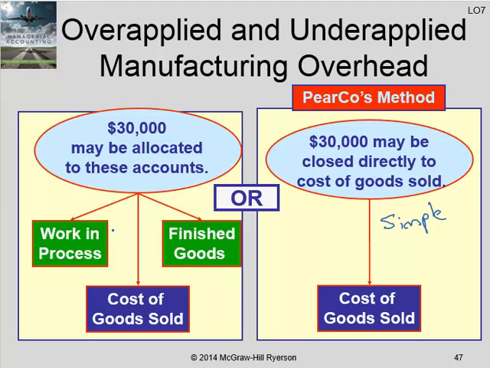It will always end up being in one or more of these three accounts, and 90% of the time it will be in all three, right? You'll have some products that aren't quite finished yet, some that are finished and not sold, and some that are sold. And that's how you would go about allocating, ideally, this method. But if the dollars aren't significant, or if it's too much of a pain to go in and figure all that out, then you can use this method, which is what Pear Company does, the simpler method of dumping it all into cost of goods sold. And we'll continue this in the next part of the lecture.